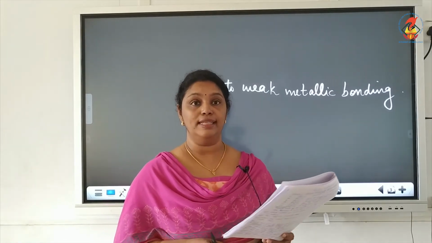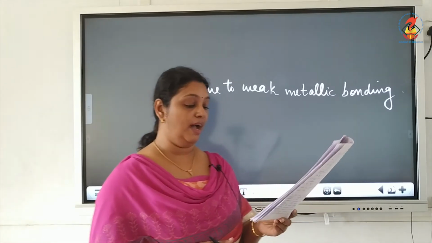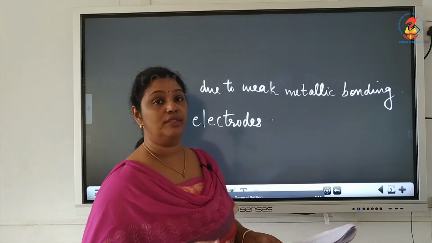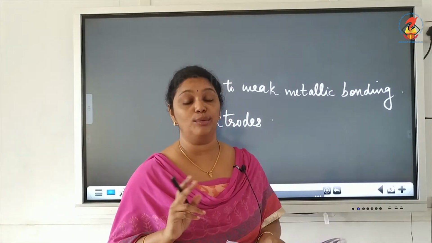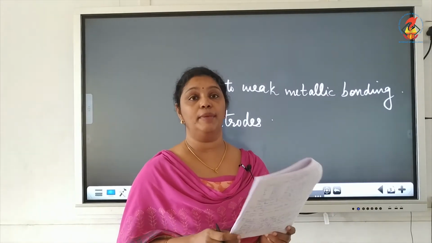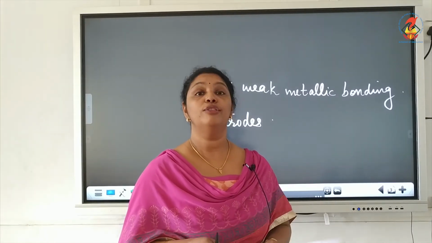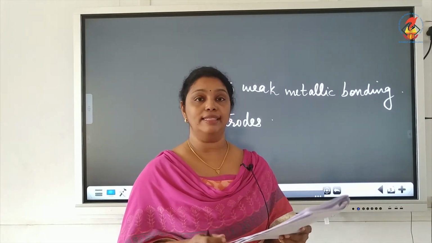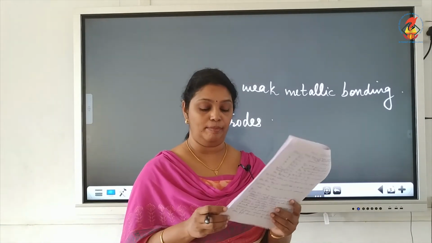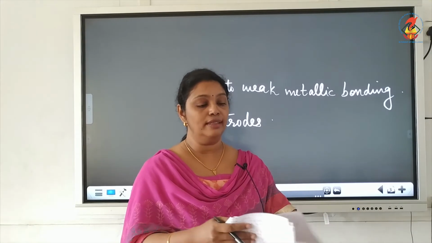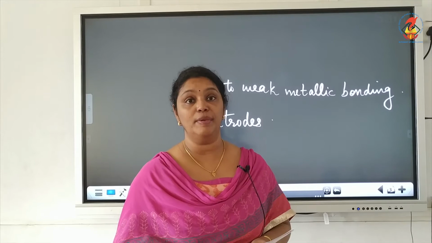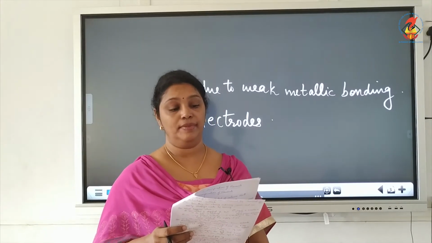Now, the next question is, cesium and potassium are used as electrodes. You have learned about the two electrodes used in electrolysis, anode and cathode. So, cesium and potassium can be used as electrodes in photoelectric cells. The answer is, due to large size and low ionization enthalpy, they can eject the electrons when they are exposed to light. That is, they can exhibit photoelectric effect.